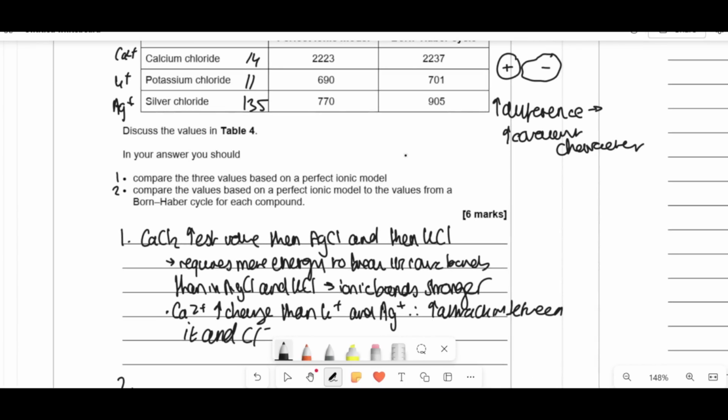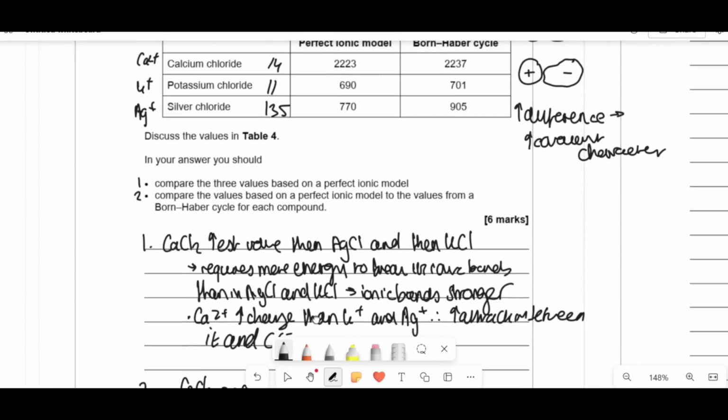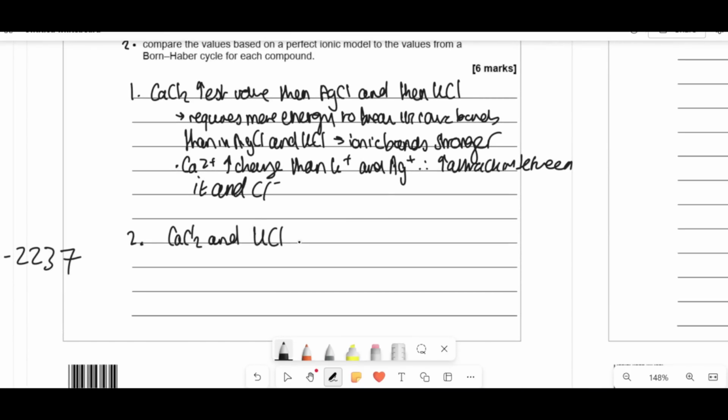So on that basis, you can see that these both have quite similar values, that's not huge. If you're looking at thousands, a difference of 14 is not massive, whereas that's pretty big. So then you would just point out the obvious, say what it is, right? That the CaCl2 and, what was it again, the KCl, perfect ionic model and Born-Haber cycle enthalpies, obviously you write the whole thing, are similar. So what does that mean? That there's very little covalent character, right?